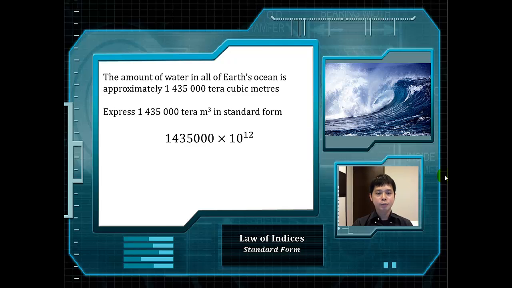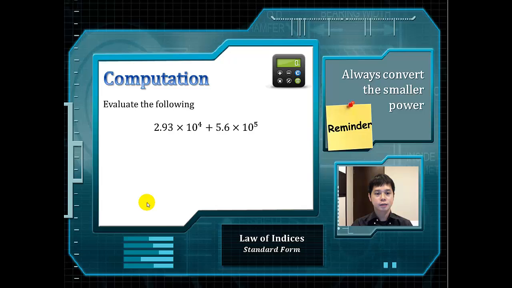Now, where is the decimal place? Yes, the decimal place is actually here. In order to change to standard form, we have to shift the decimal to here. To do so, we have to divide by 10 to the power of 6. To balance the expression, we have to multiply this by 10 to the power of 6. And hence, we will get 1.435 times 10 to the power of 6 cubic meters.